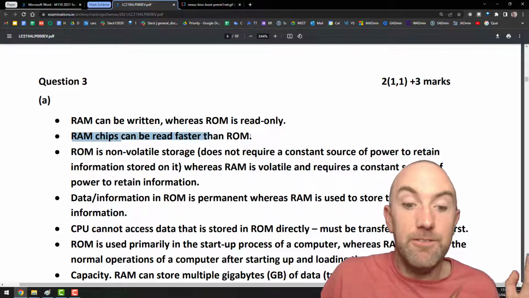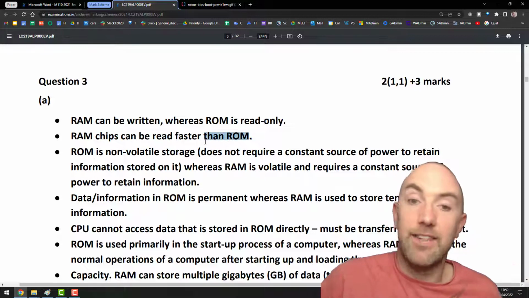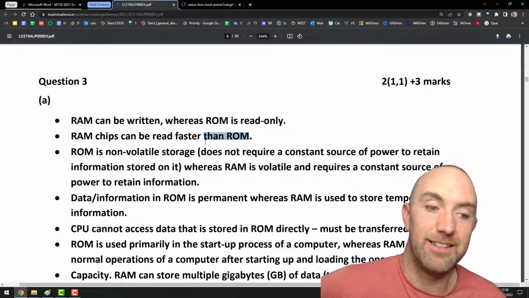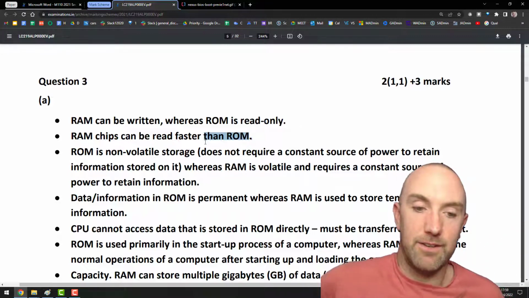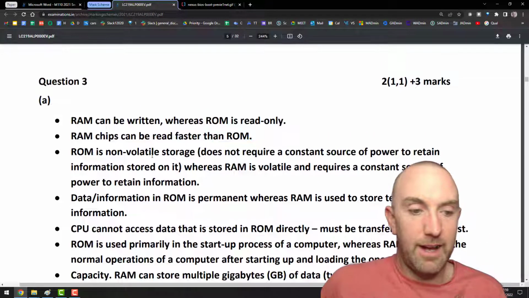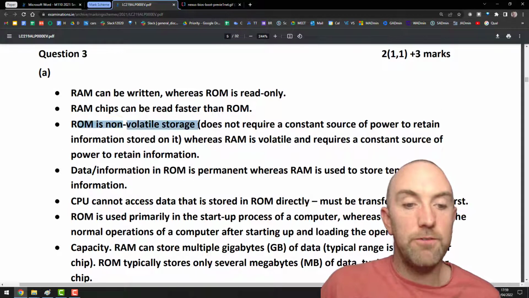RAM chips can read faster than ROM. Again, the analogy holds. It's easier to think of something in your head than to look up at a billboard. And ROM is non-volatile.